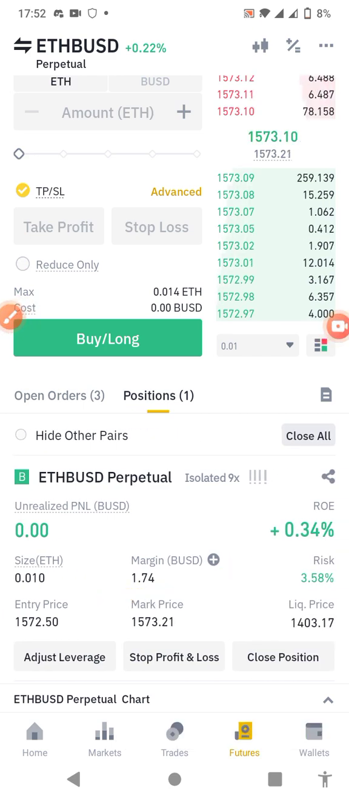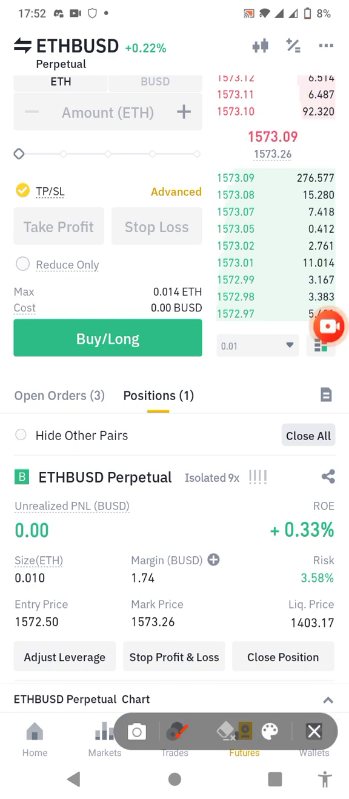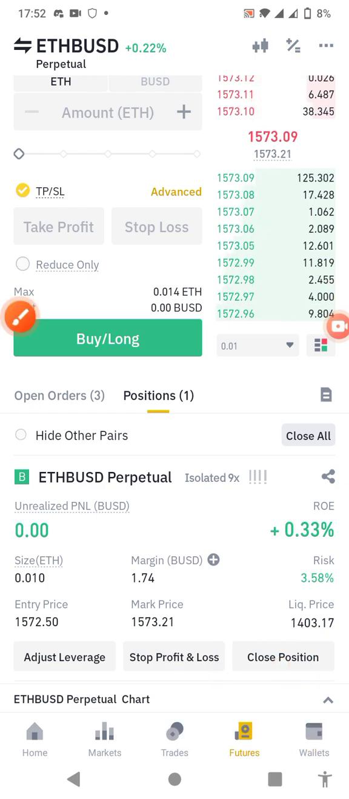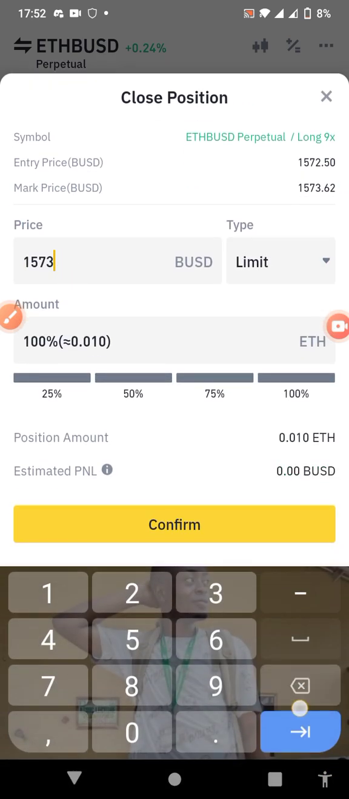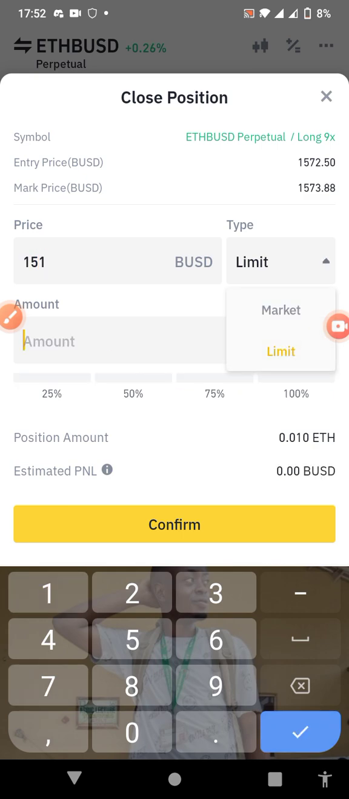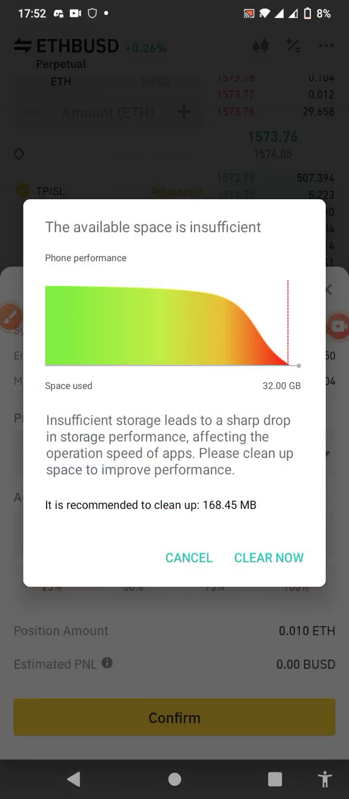Now if I want to close this position, maybe you've realized enough profit, or maybe you don't want to trade anymore, you just click on close position. When you click on close position, the type can be market. That means you want the order to be activated instantly. If you want the order to be activated at a specific price, you just put maybe 1571. You understand? But that will create an open order. So the most preferred is market if you are closing the trade instantly.